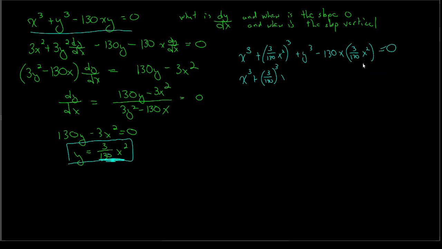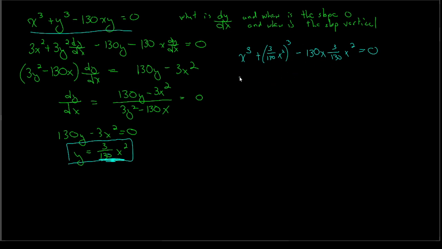let me clean up this previous line here. As I was looking at my notes, I added x cubed in again. I apologize. Talking faster than I want to. So I put y into y cubed, I get this. Now I need my minus 130x times what I have for y, which is 3 over 130 x squared, equals 0. Good, that's a better place.